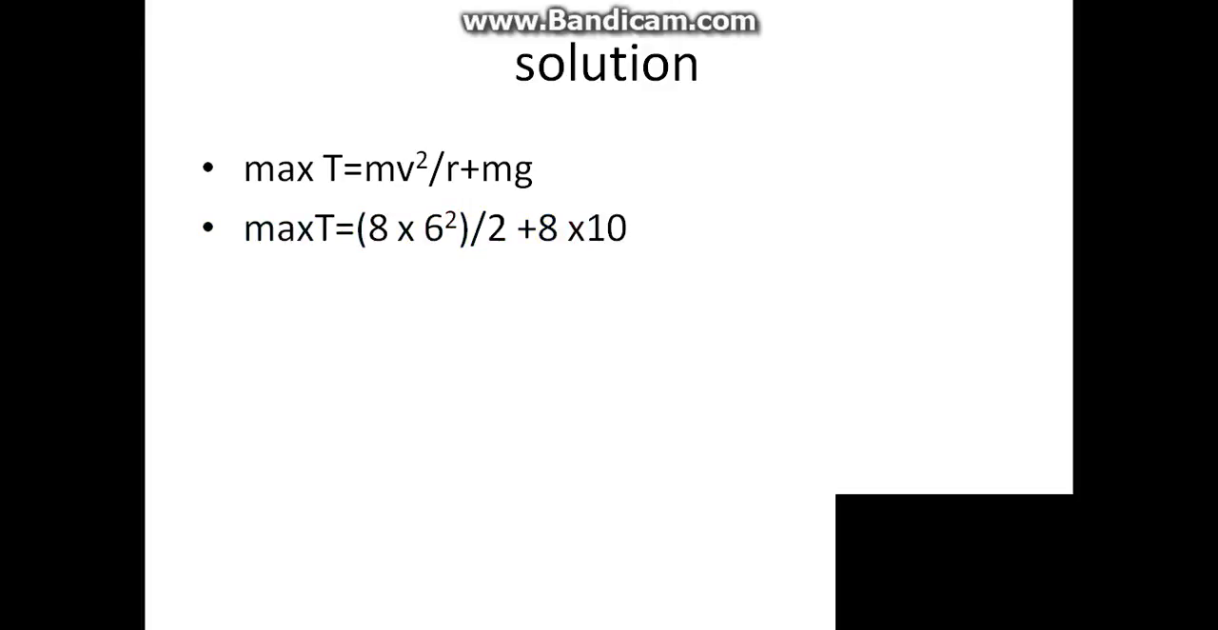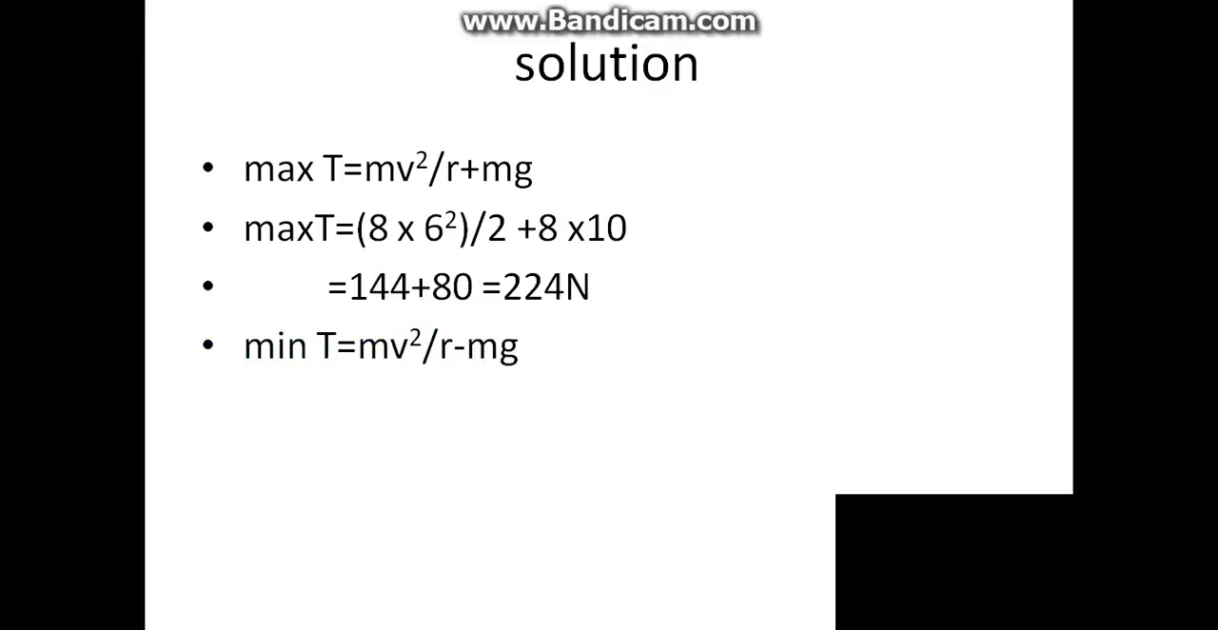Solution. Maximum tension is equal to mv squared over r plus mg. By substituting the values of the unknown figures, we have 8 times 6 raised to power 2 over 2 plus 8 times 10, which gives us 144 plus 80, which gives us 224 Newton. Minimum tension is equal to mv squared over r minus mg. 144 minus 80 gives us 64 Newton.